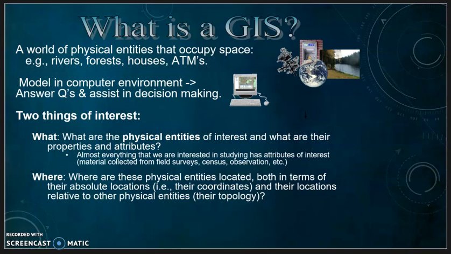So first of all, what is a GIS? So we've learned to think of the world as being made up of physical entities, scientists, researchers, managers of the world. When we take those things and model them in a computer environment, we then are able to answer questions and make decisions. Two things that are important in a GIS. The what. We are also concerned with the properties and the attributes of those features, and the where. We are concerned with both the absolute and relative location of those features.